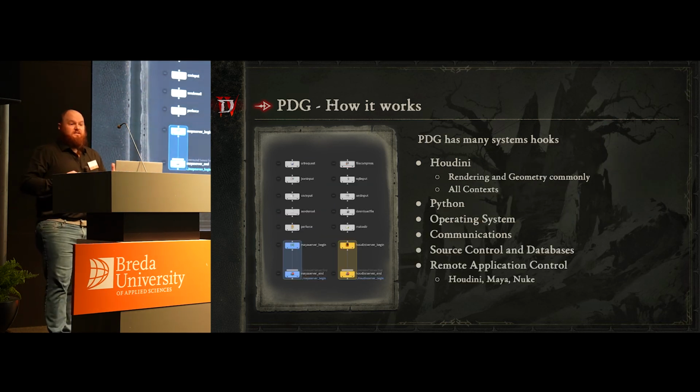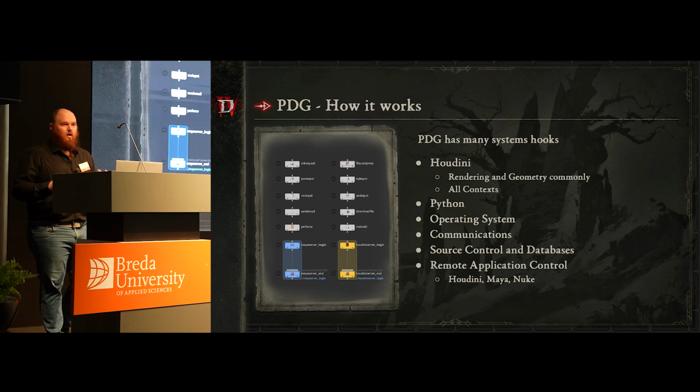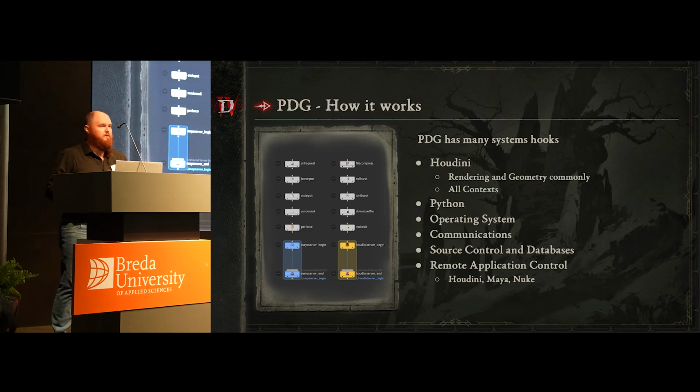PDG also has many system hooks. In Houdini itself, it's very common for rendering and geometry to be controlled with PDG, but basically all contexts are integratable with PDG. Python, the operating system, so file management stuff, communications like email, source control and databases, and remote application control, so we can control instances of Maya and Houdini as well.